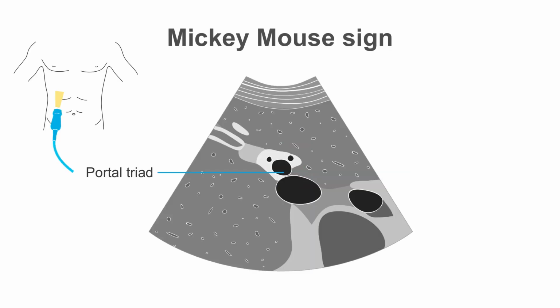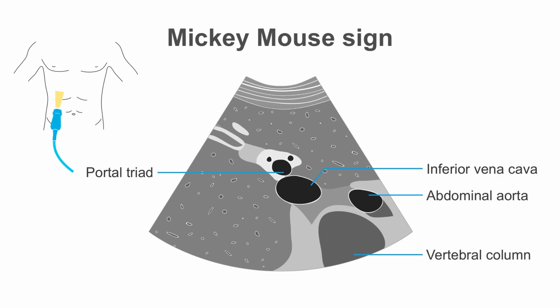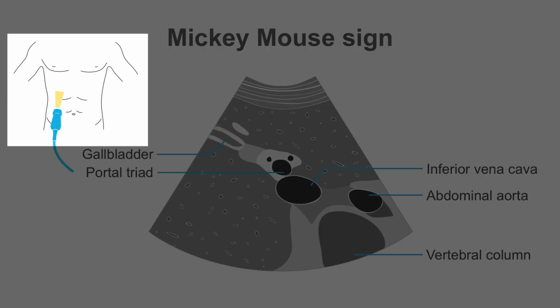The head and ears of Mickey are easy to see on ultrasound because of the echogenic connective tissue surrounding the portal triad. The vessel with the biggest diameter is the portal vein. The ears are the hepatic artery branch and the bile duct. In this illustration you can also see the inferior vena cava, the abdominal aorta, the vertebral column, and the gallbladder when using a cross-section over the right liver lobe.